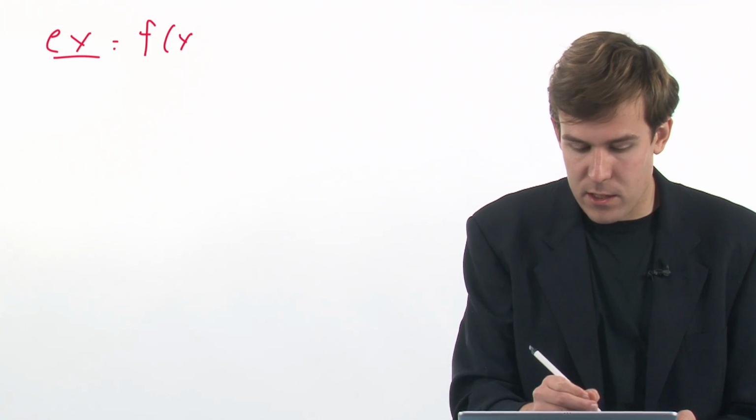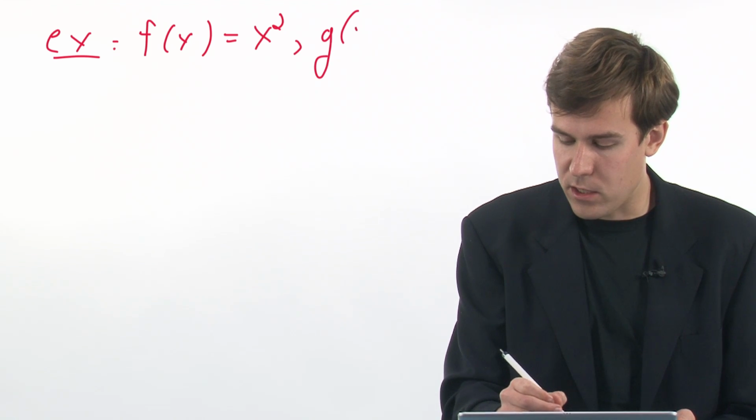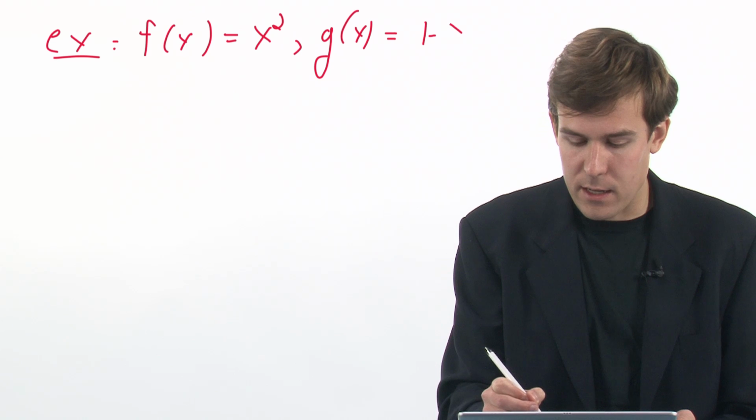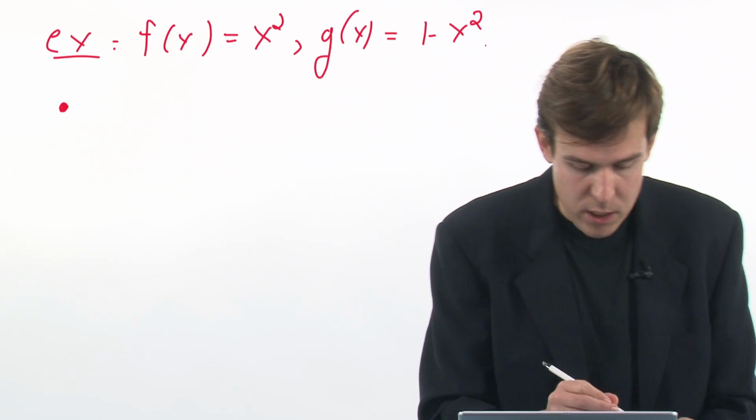Let's look at just a couple examples where I will have two functions. I'll compute their sum, difference, multiplication, division, and then also these compositions. And we'll see exactly how this works. So here's a first example. We'll take f of x to be equal to x squared and g of x to be equal to 1 minus x squared. So we'll start by finding their sum.